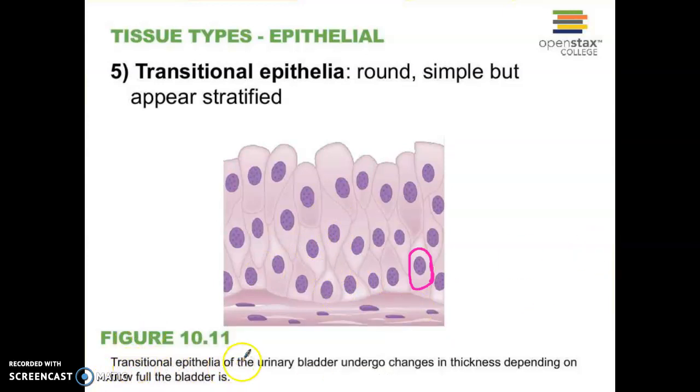So transitional epithelia, it mentions the urinary bladder. So think of how your bladder has to really stretch, like these have to stretch out, and this whole layer has to become thinner when your bladder becomes full of urine, and then when it's emptied, it shrinks back down to a much smaller size. So these have to be able to transition from how they are here to a much more stretched apart kind of look. So transitional epithelia.